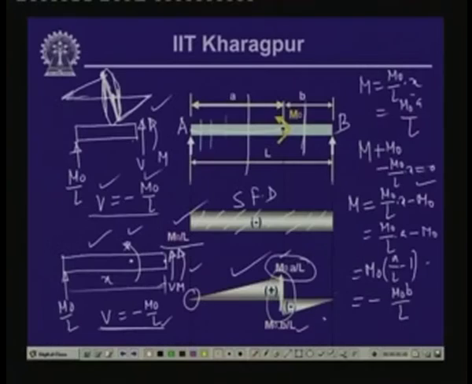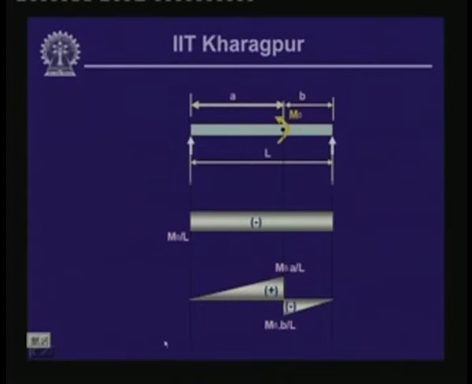So, this is the shear force diagram and this is the bending moment diagram with the magnitude of the moment and the shear values written over here. So, these are the bending moment and shear force diagram for this kind of beam where the beam is subjected to a concentrated moment.